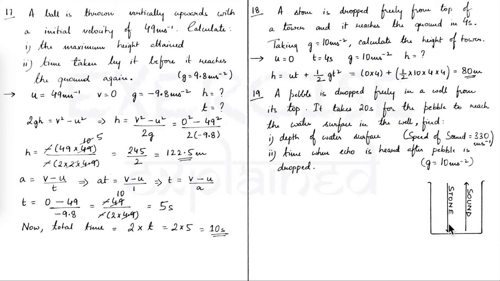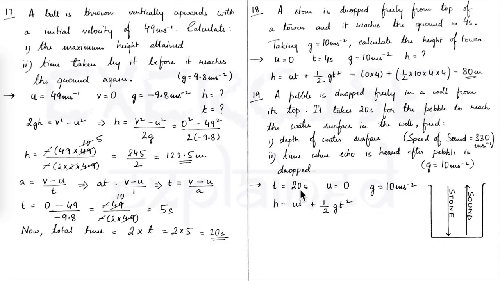So here what we need to understand is the echo comes up only after the stone hits the water surface. So the time when the echo is heard will be the time taken by the stone to go down, and as soon as it goes down it hits the water surface, and when it hits the water surface it makes a sound, and then the sound comes up. So it will be time taken by the stone to go down plus time taken by sound to come up. Remember, sound will come up. So here we'll have the speed of sound.